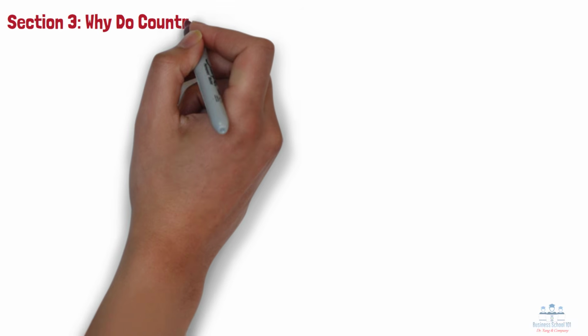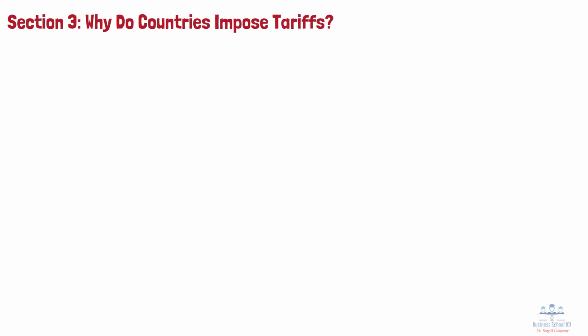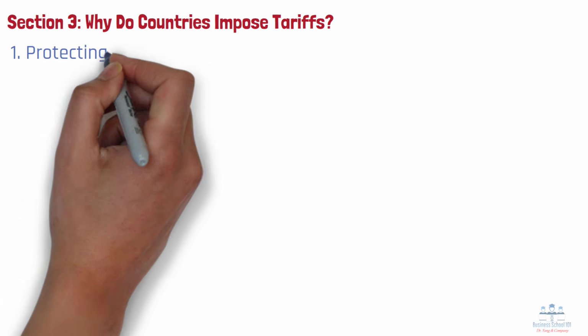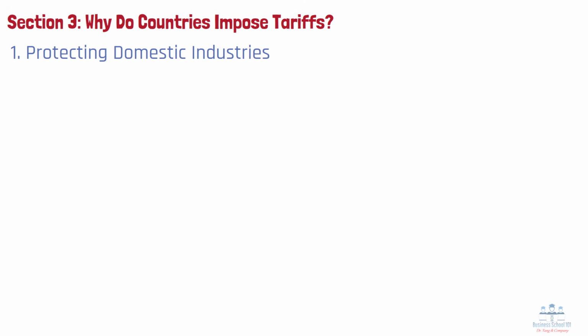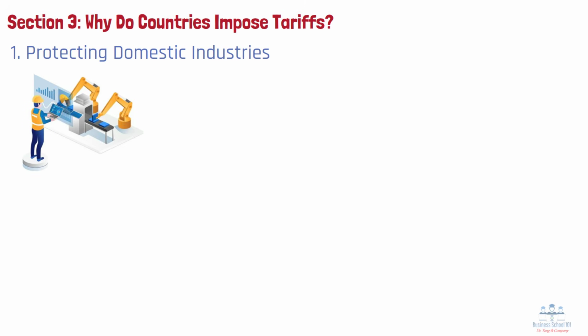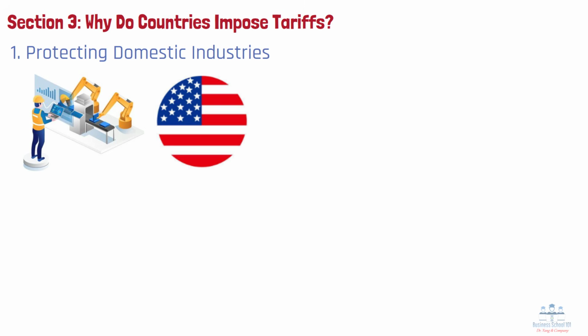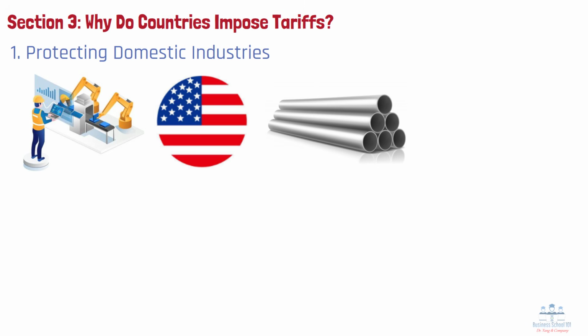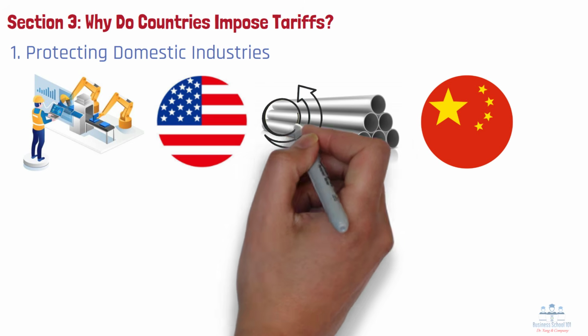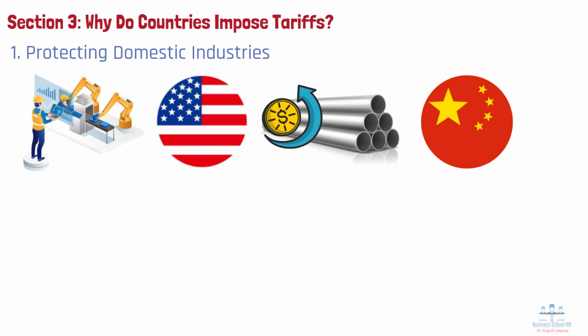Section 3. Why do countries impose tariffs? Generally, countries impose tariffs for the following reasons. Number 1. Protecting domestic industries. Tariffs shield local manufacturers from foreign competition, particularly in industries where the country may not be as competitive. For example, in the early 2000s, the U.S. imposed tariffs on imported steel to protect American steelworkers from cheap steel imports, particularly from China. This raised the price of foreign steel, making U.S.-produced steel more competitive in the domestic market.